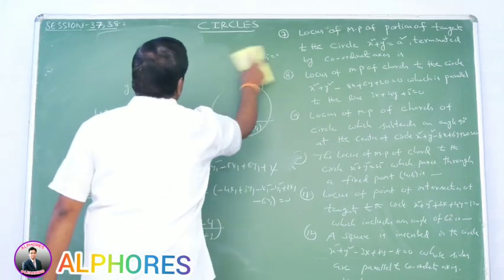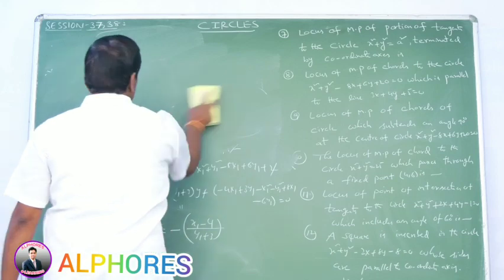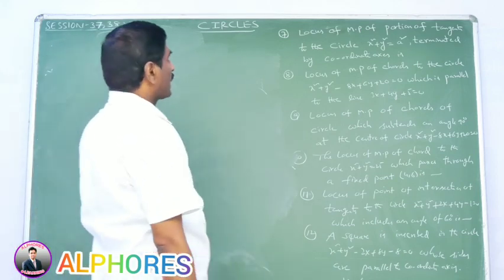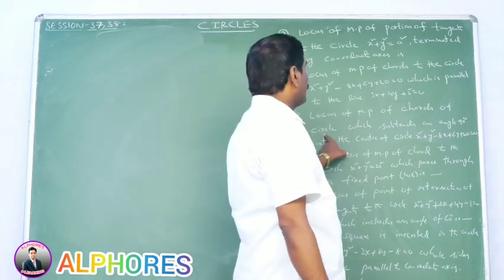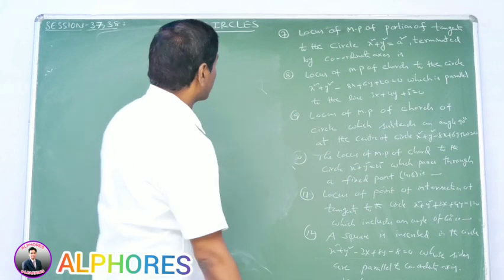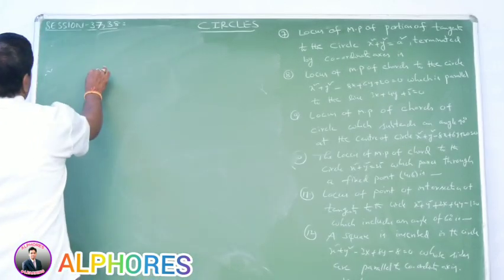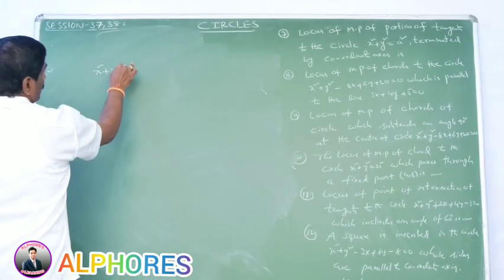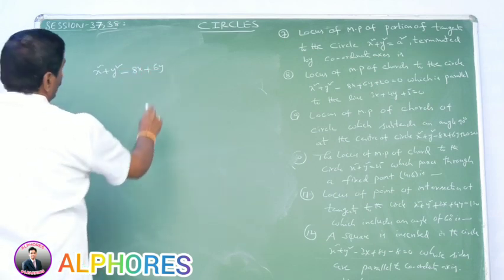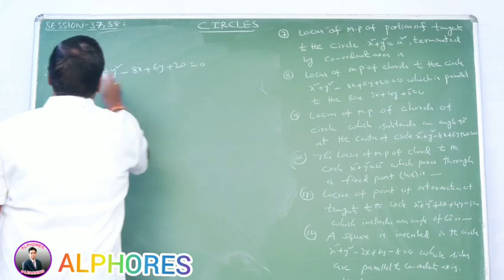Next, ninth one. Locus of the midpoint of the chords of the circle which subtends an angle 90 degrees at the center of the circle x square plus y square minus 8x plus 6y plus 20 is equal to 0.